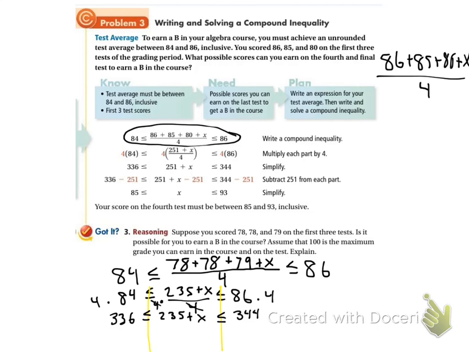Okay, so now I'm trying to get x alone again. So I need to subtract 235 from all 3 columns. 336 minus 235 is 101. I get x alone there. And 344 minus 235 is 109. So, they said that the highest I could get on a test was 100, so it is not possible to get a B, because in order to get a B, I need to get between 101 and 109 on that test, which is not possible. So it's not possible to get a B.